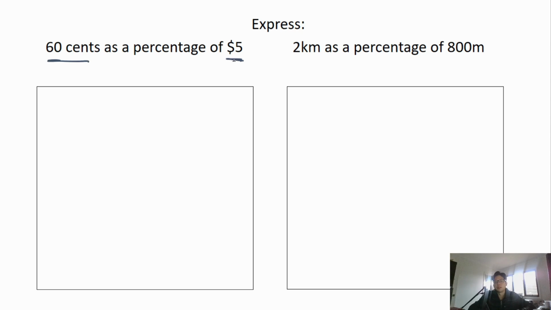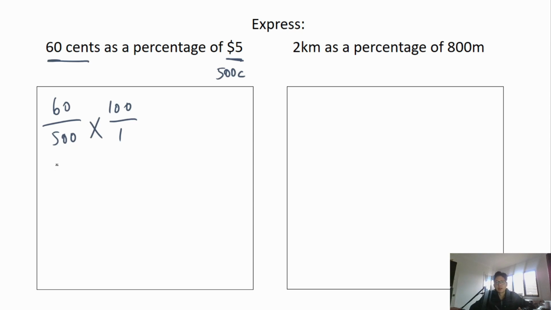The first step we need to do here is to make the units the same though. Notice how this one on the left is cents and that one is in dollars. We either need to make them both into dollars or both into cents. I'll make them both into cents just so it's a bit easier to work out. So there's 100 cents in a dollar, so that means there's going to be 500 cents in $5. So we have 60 over 500 times 100 over 1 to get our percentage.